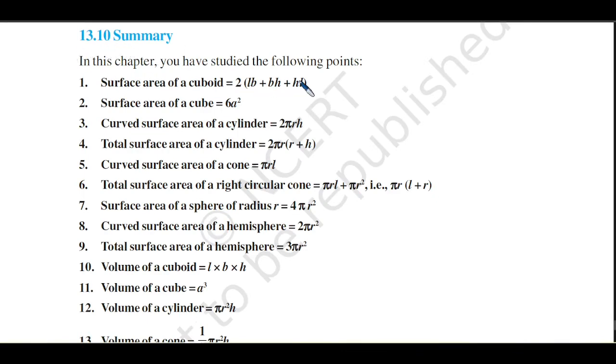Okay, now the summary of chapter 13. In this chapter, you have studied the following points. Surface area of a cuboid. What is a cuboid? A cuboid has 6 faces. It has the length, the breadth and the height. The breadth can be called depth, and length can be called width.